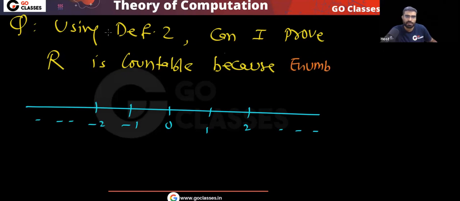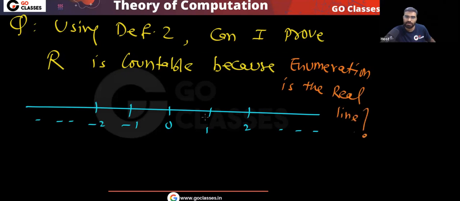The enumeration is the real line. Does anyone want to tell me what the mistake is here? Using definition 2, can I prove that R is countable because the enumeration is this? This is the enumeration. Where is the mistake? Very simple. Just ask what is the first position? What is the second position? What is the third position? The answer is no.